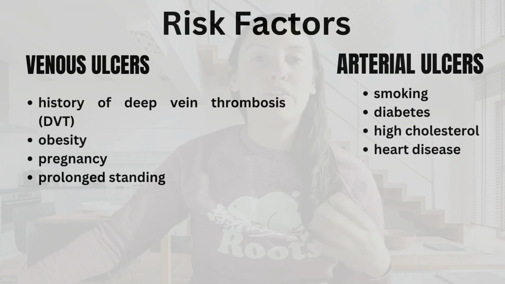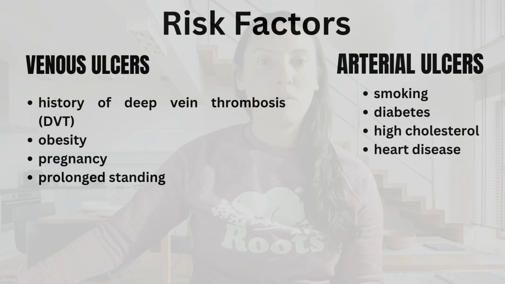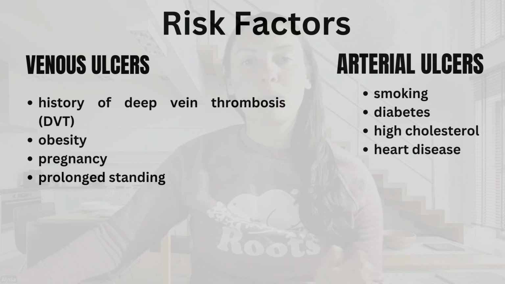Now, risk factors for both conditions often overlap. So for venous ulcers, risk factors include a history of deep vein thrombosis, obesity, pregnancy, and prolonged standing. For arterial ulcers, common risk factors include smoking, diabetes, high cholesterol, and a history of heart disease.